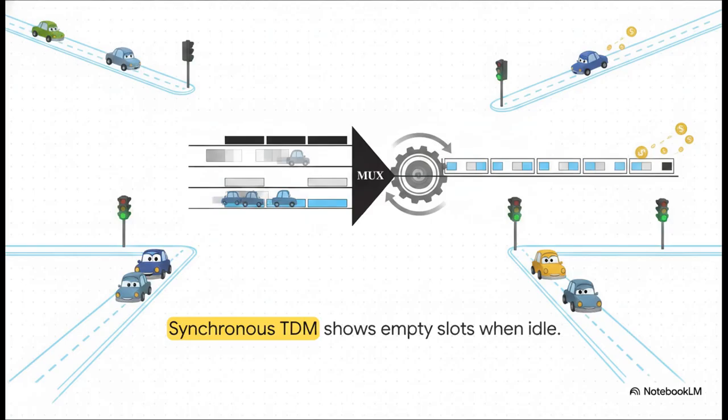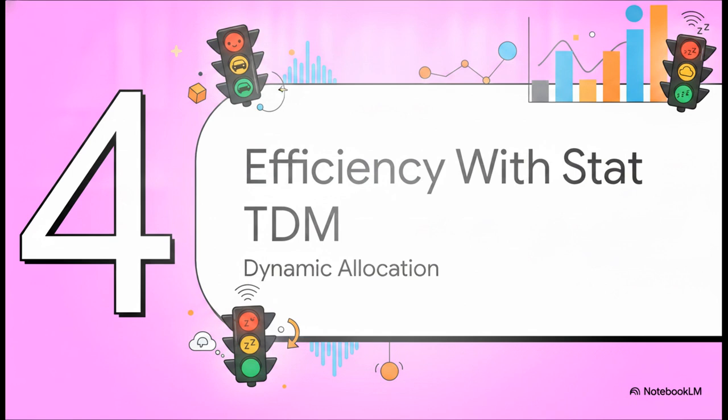But I'm sure you've already spotted the problem. There's a massive, glaring inefficiency in synchronous TDM, because that slot allocation is perfectly fixed and rigid. If a road has no waiting cars, the traffic light still turns green anyway. If a source device has absolutely no data to send at that exact microsecond, the rotating switch simply grabs nothing, resulting in totally wasted empty slots traveling all the way across our transmission highway. In modern bursty data networks where traffic is wildly unpredictable, this rigid pre-allocation means we are severely underutilizing our very expensive bandwidth. And that leads us to the solution in Section 4, Efficiency with Statistical TDM.